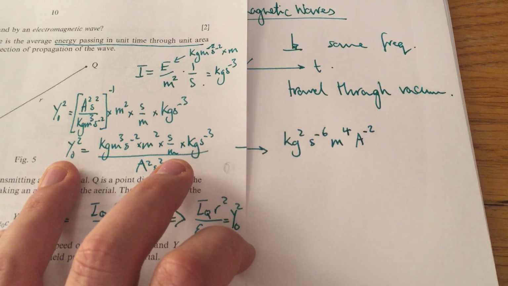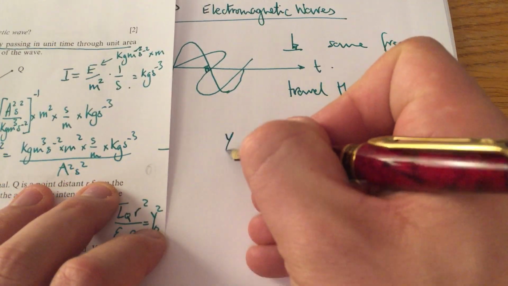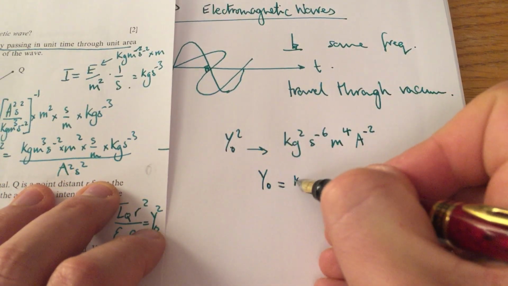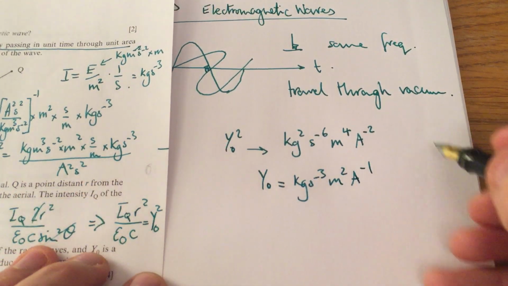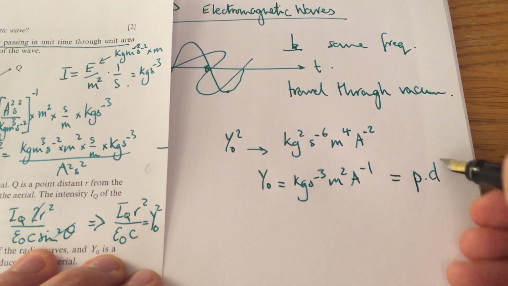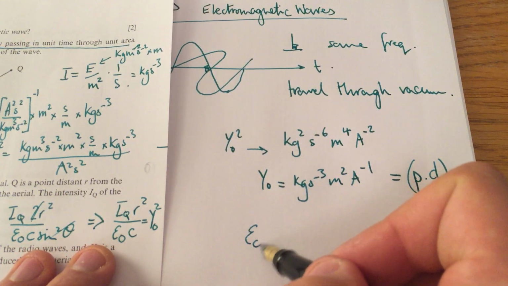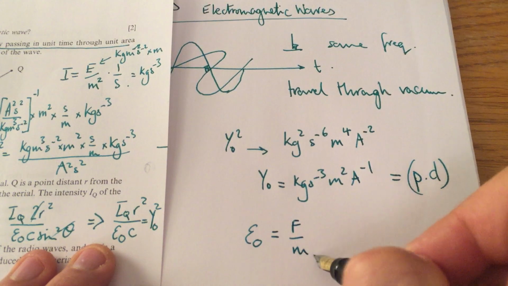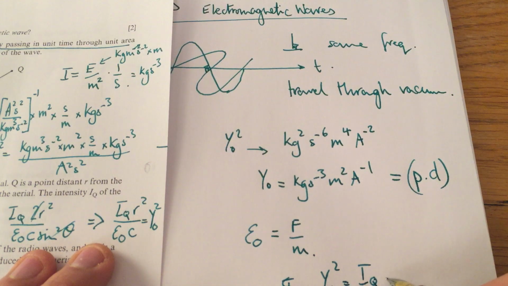So I've got kilograms, amps, meters. Perfect. And that gives me y naught squared. So y naught is going to be kilograms, seconds to the minus 3, meters squared, amp per amp. Actually, that is the unit for potential difference. Because if I were to rush through this in another way, I could say that E naught is farads per meter. And so therefore, y naught squared is going to be I Q R squared over E naught C.